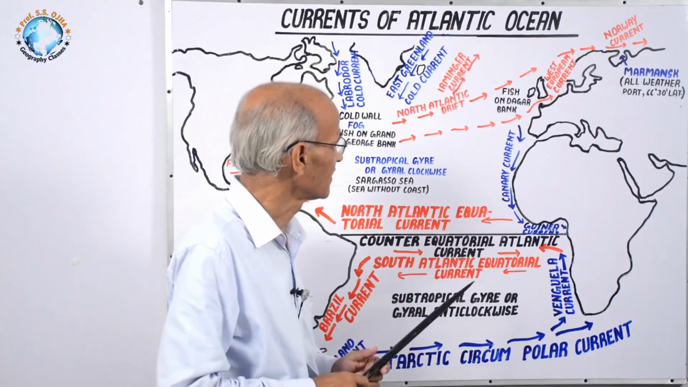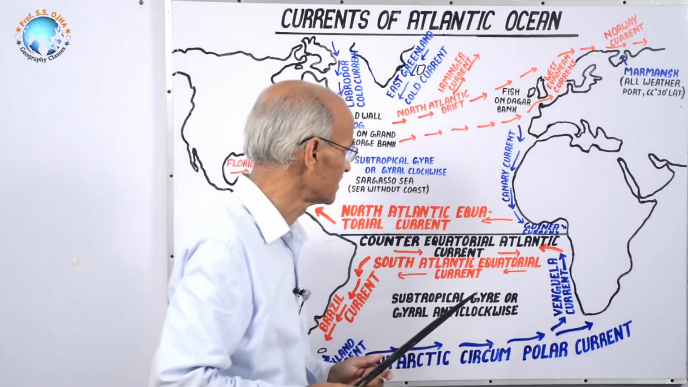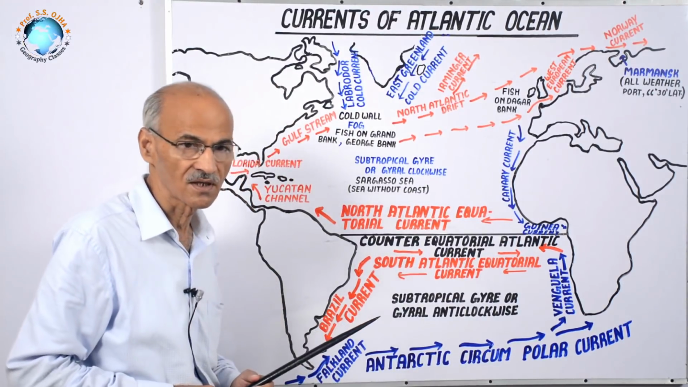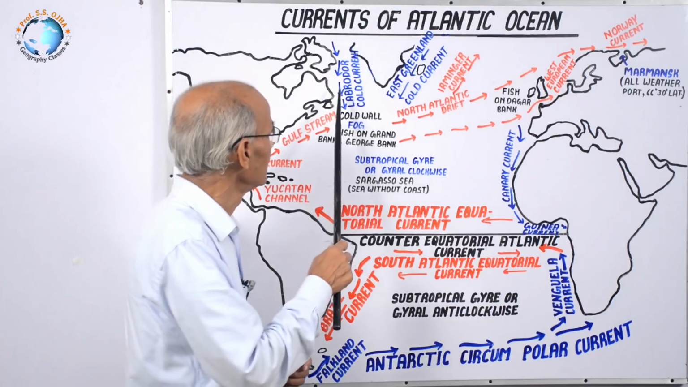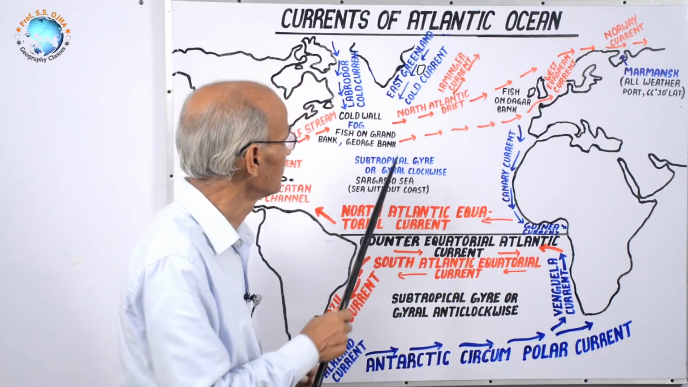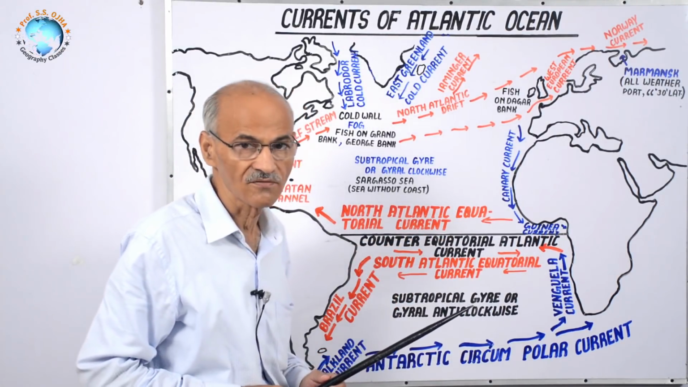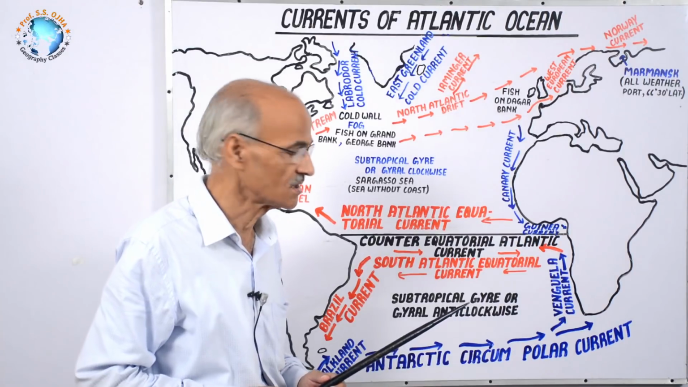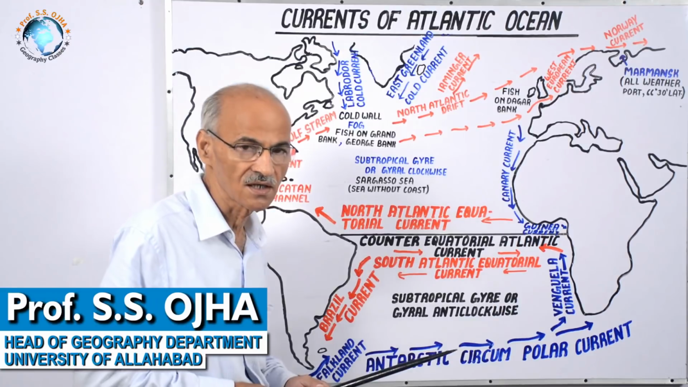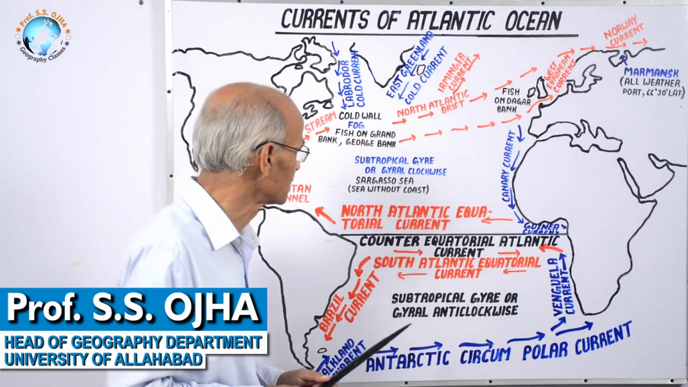To the east of Atlantic Ocean, it is Europe and Africa continent. To its west, North America and South America continents, and in the north, Atlantic Ocean is bound by Arctic Circle, to the north of which it is Arctic Ocean, and in south it is Antarctic Circle, to the south of which it is Southern Ocean.